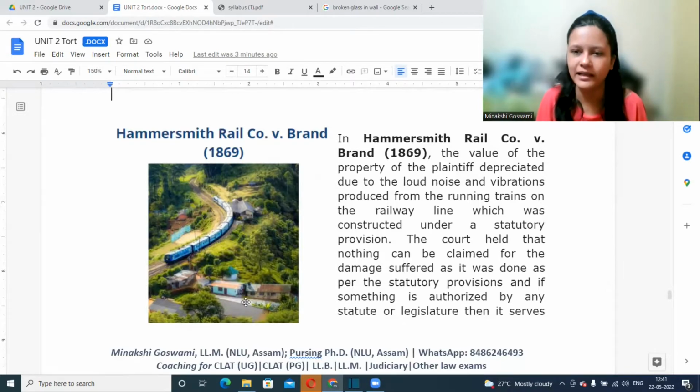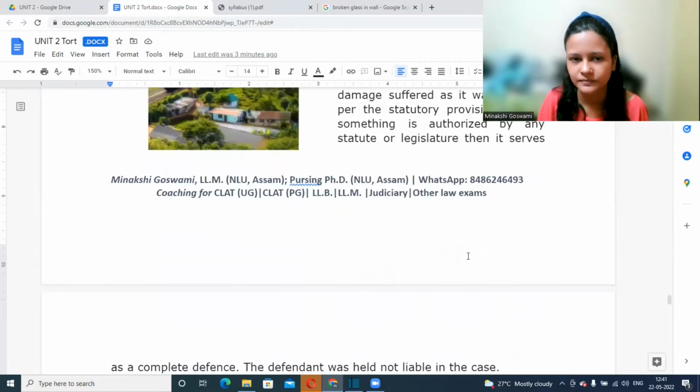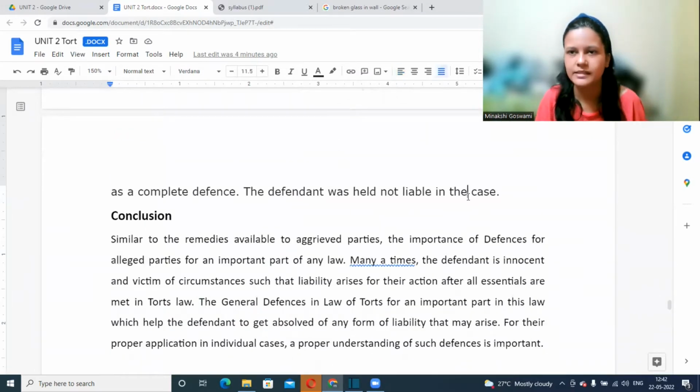The owner of this property filed a case in the court saying that because this railway line was constructed, the value of my property has come down, so I should be getting compensation. But the court said that rather than your property value coming down, what is important is railway tracks. Mode of communication is more important. So in such cases, you cannot come up with this defense. It was given statutory authority. The railway department is given this authority to construct railways and improve connectivity. In such cases, you cannot do it. Okay, is it clear? Yes, ma'am.